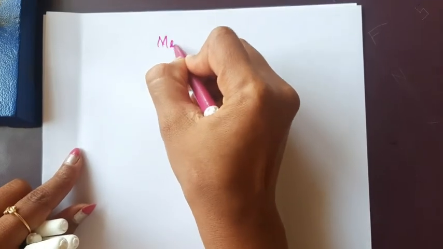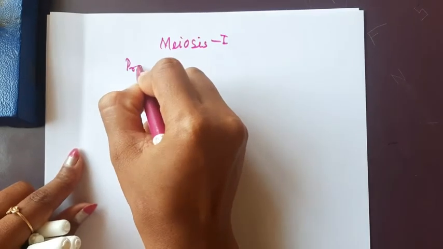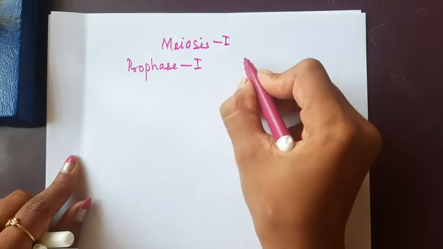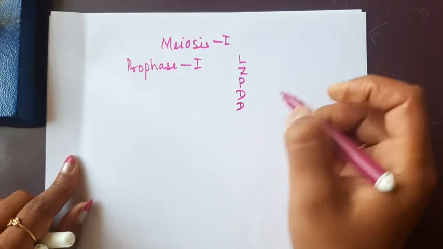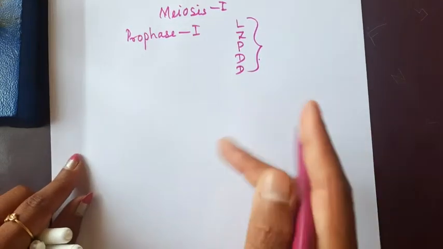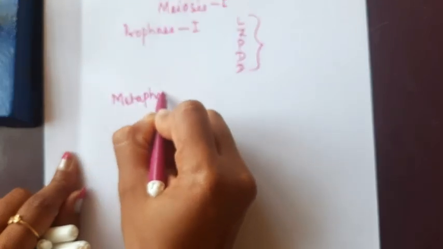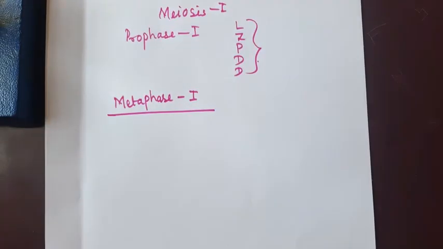Okay. Once I will write everything. In the meiosis 1 we completed the prophase 1, in that all 5 steps like leptotene, zygotene, pachytene, diplotene, diakinesis. Then today we will discuss about metaphase 1. In the metaphase 1, the homologous chromosomes are aligned on the metaphasic plate.